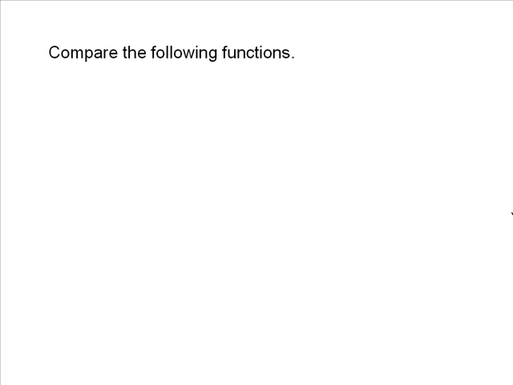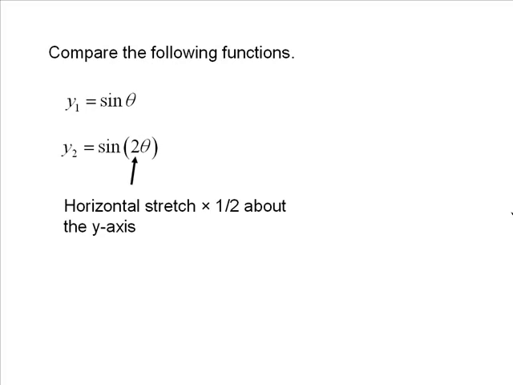So let's take a look at a couple functions. y1 is equal to sine theta, and y2 is equal to sine 2 theta. Now we've made a substitution of theta with 2 theta. So from what we know before, we are getting a horizontal stretch by the reciprocal of that factor 2, so times 1/2 about the y-axis. That's completely consistent with unit 1.